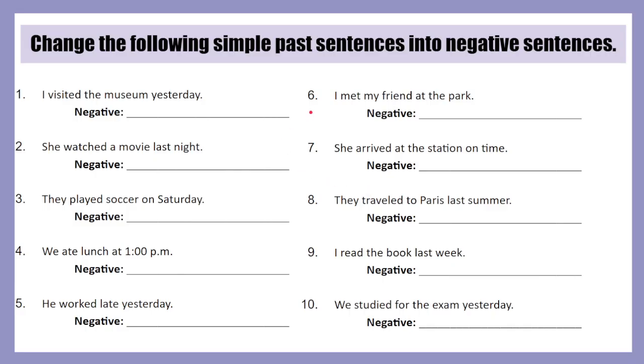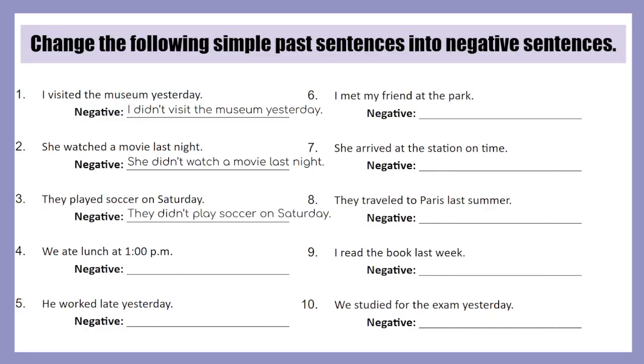So I visited the museum yesterday. I didn't visit the museum yesterday. She watched a movie last night. She didn't watch a movie last night. They played soccer on Saturday. They didn't play soccer on Saturday. We ate lunch at 1 p.m. We didn't eat lunch at 1 p.m.